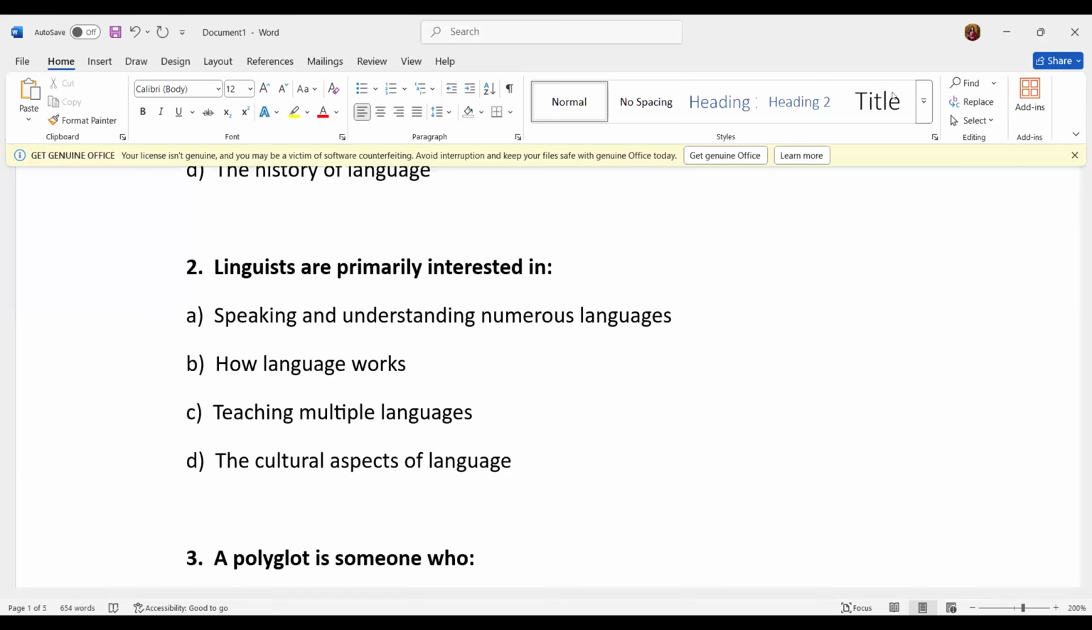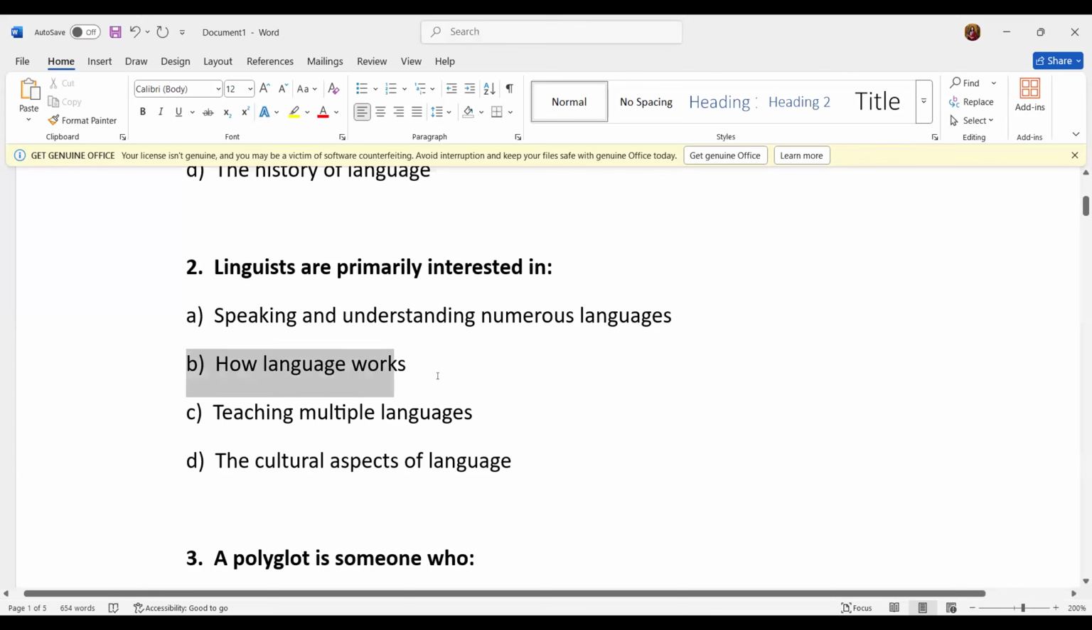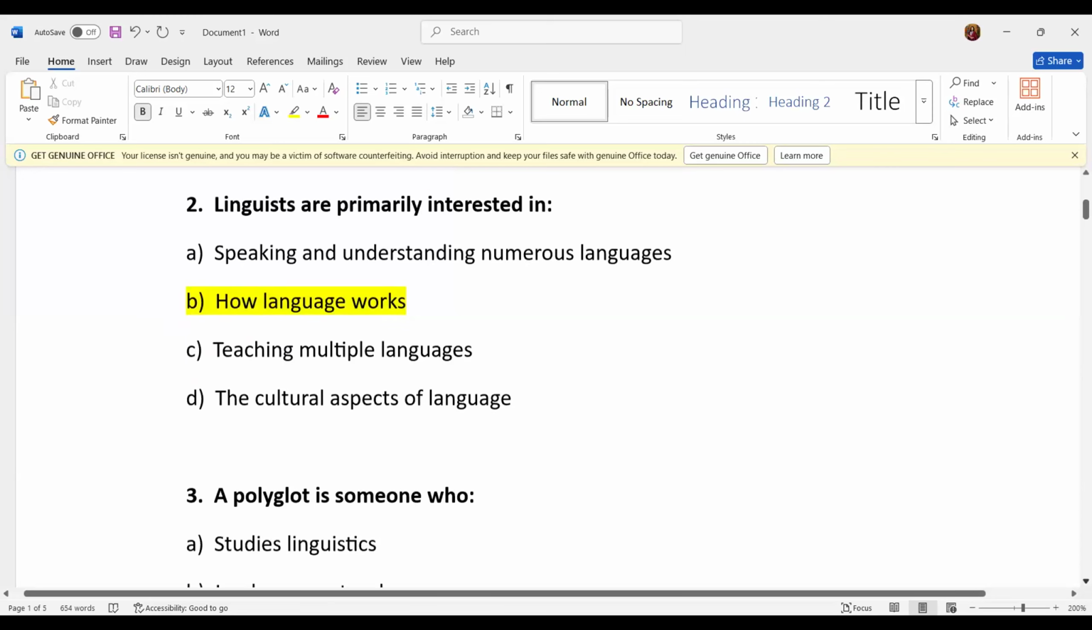Okay, is this difficult? The second question, you have answered. One student, Fatima, has answered. What about others? Okay, others are also with the same opinion. Linguists are primarily interested in how language works. B is the correct answer. And, okay, we'll go to the third one.